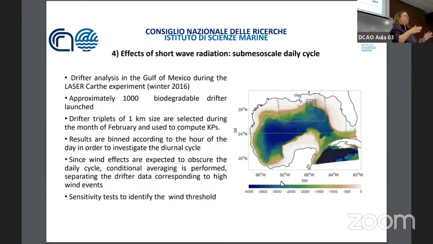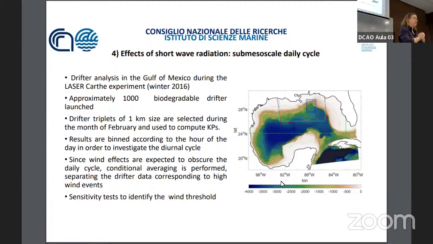The last effect I will discuss today is the effect of shortwave radiation on the submesoscale variability. So we are going at smaller and smaller scales, and now we focus on a daily cycle. These observations are based in the Gulf of Mexico.